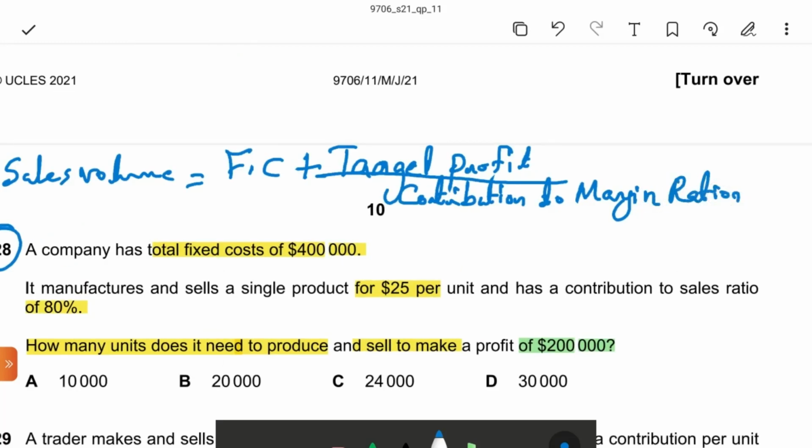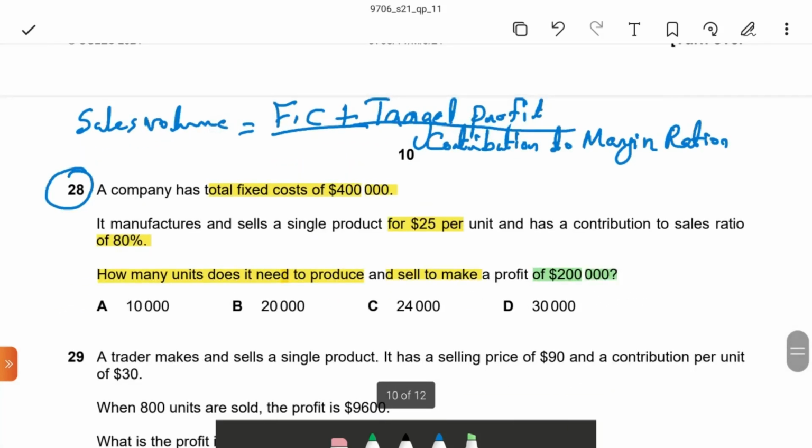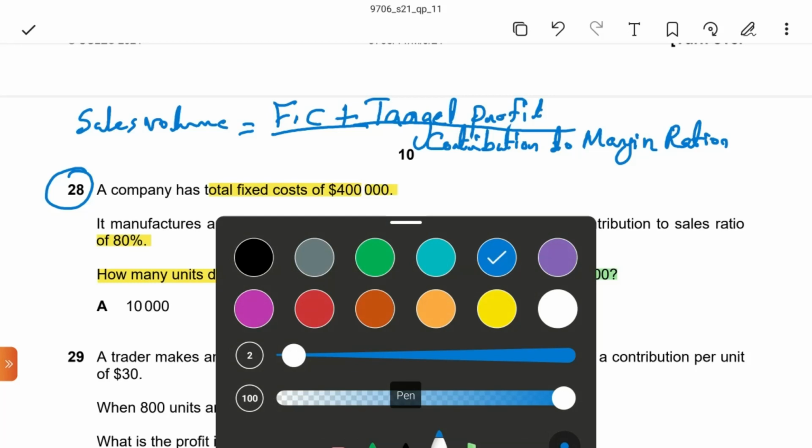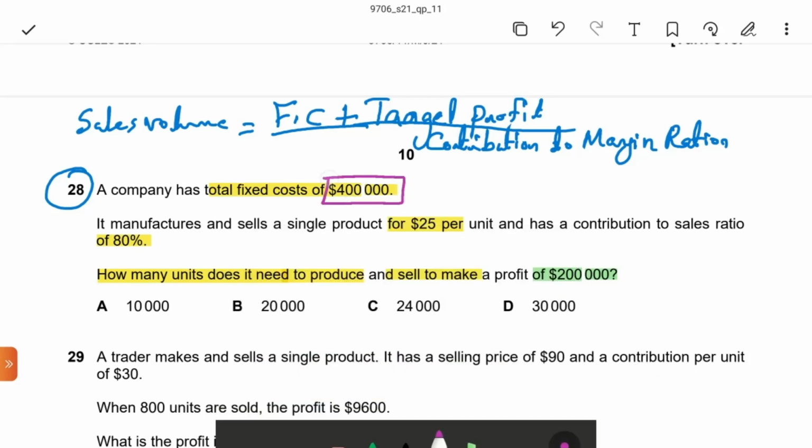So the question gives us fixed cost and target profit, right? Fixed cost is given in the question. What is our fixed cost? It is given, 400,000. What is the target profit? 200,000. So fixed cost 400,000 plus target profit, 200,000, divided by contribution margin ratio.